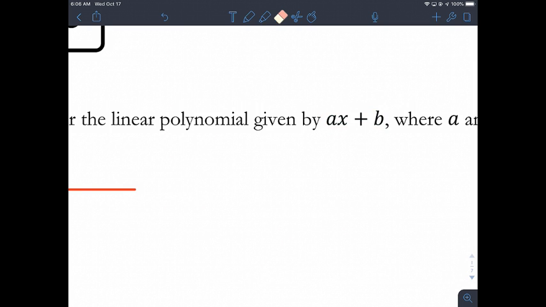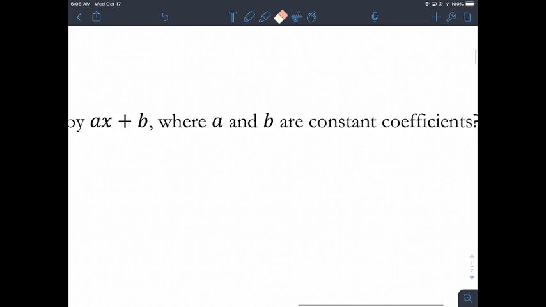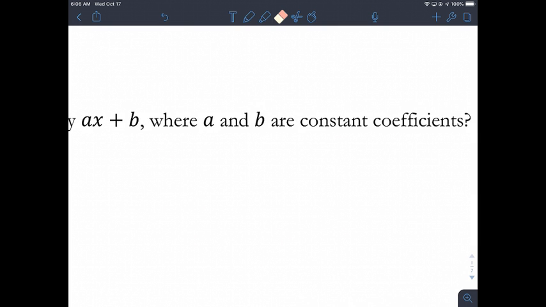The last piece, where it says where a and b are constant coefficients, all that's saying is that a and b should be numbers. If it was an actual linear polynomial, you would see numbers there. X is different. It's our variable. So we want to differentiate between the two. So x being a variable, and a and b are going to be considered constant coefficients because there should be numbers there.